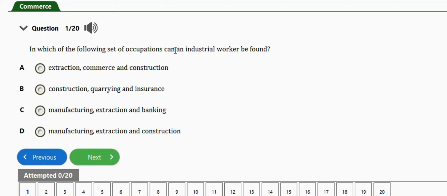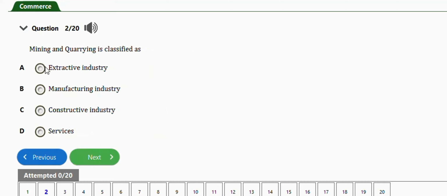industrial worker be found? We have extraction, commerce, construction, acquiring and insurance, manufacturing, extraction and banking, manufacturing, extraction and construction. So the right answer to this question is option D, which is manufacturing, extraction and construction. Alright, next question is this one.